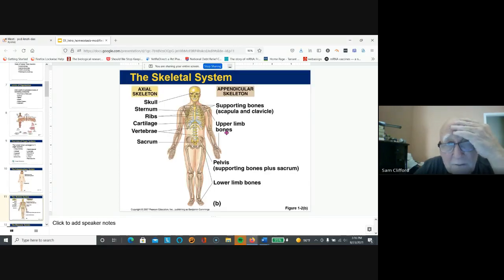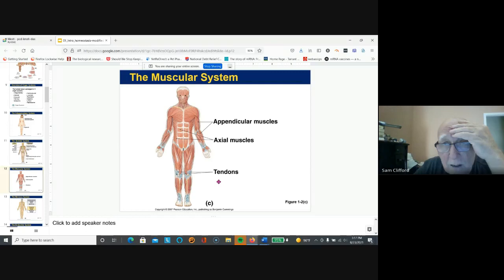The axial skeleton is the center, the skull, the sternum, ribs, vertebrae, and sacrum. The appendicular skeleton is the limbs, lower limbs, upper limbs, and so on. Things like the humerus and the tibia and fibula, so on. Then we'll study the muscular system. There are axial muscles and there are appendicular muscles. Tendons connect muscles to bones. We'll talk about connective tissue.